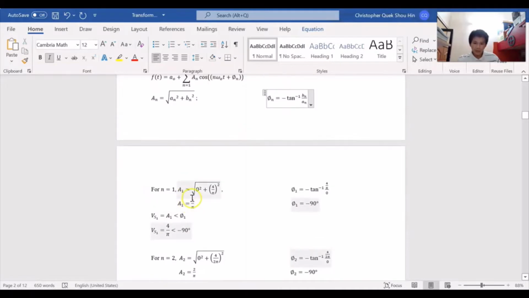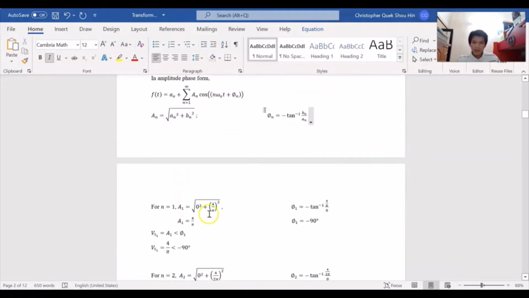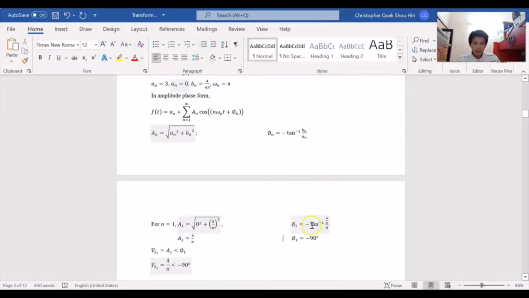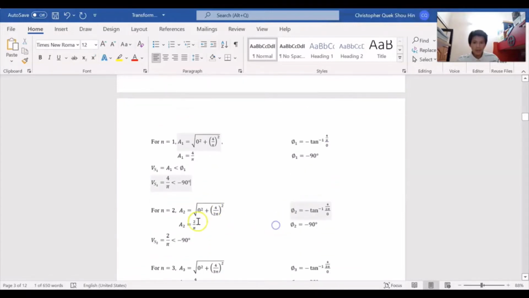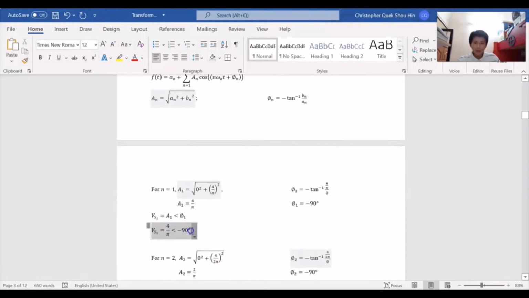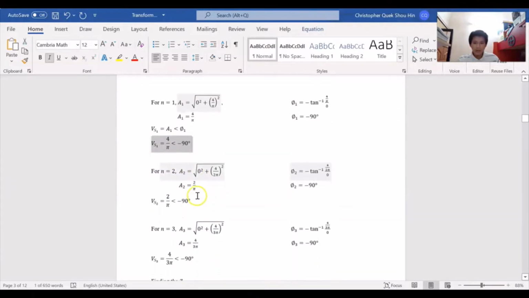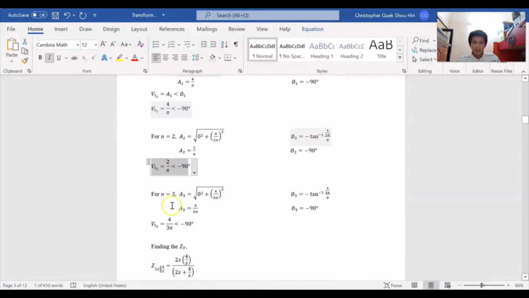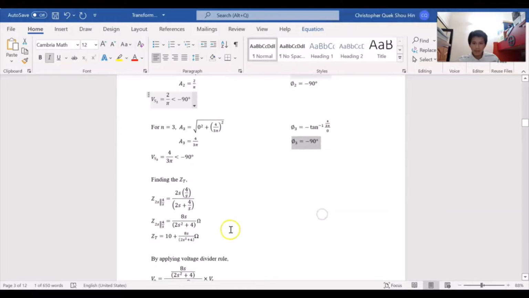So for n equal to 1, we substitute A1 is 0 and B1 is 4 over pi. So the calculated amplitude for n equal to 1 is 4 over pi. And the angle is negative arctangent of B1 over A1, which is this. And any value of negative arctangent divided by a very small value, we will have negative 90 degrees. So the amplitude-phase form for n equal to 1 is 4 over pi, angle negative 90 degrees. And repeat the same procedure for n equal to 2, and we got the amplitude-phase form 2 over pi, angle negative 90 degrees. And for n equal to 3, the calculated amplitude is 4 over 3 pi and angle negative 90 degrees.